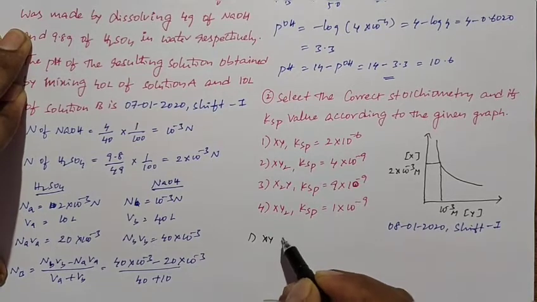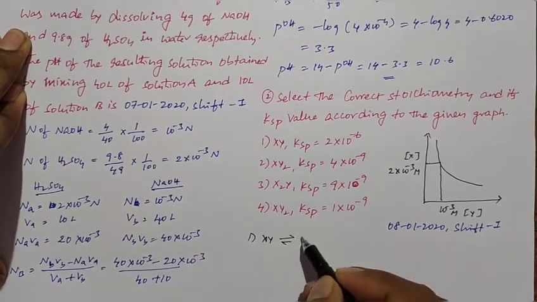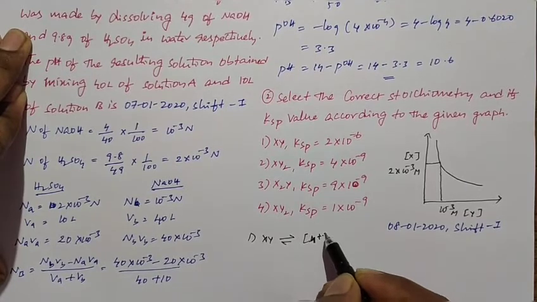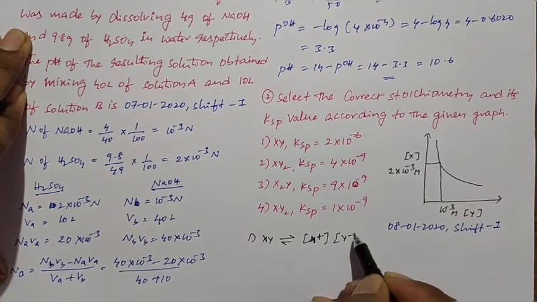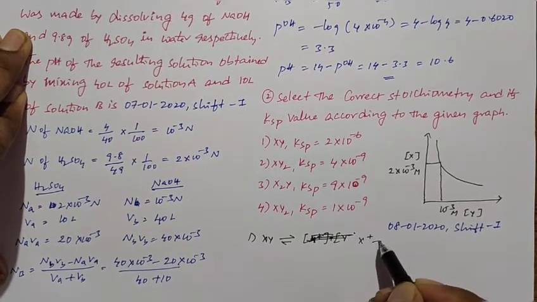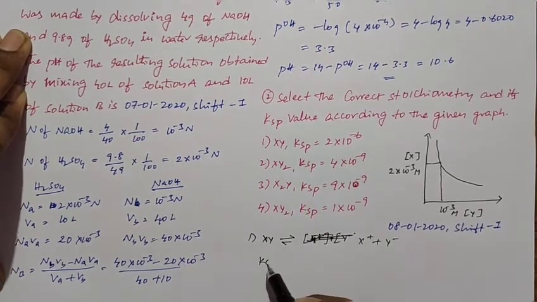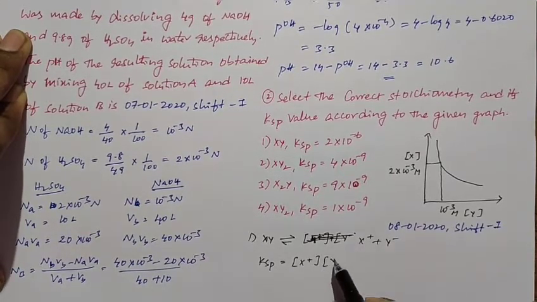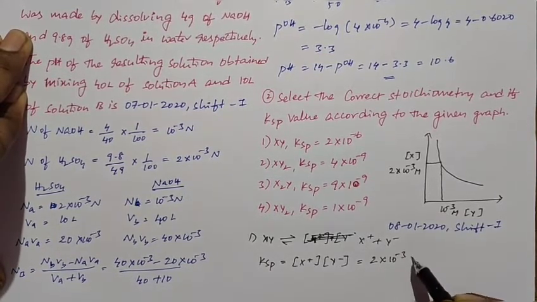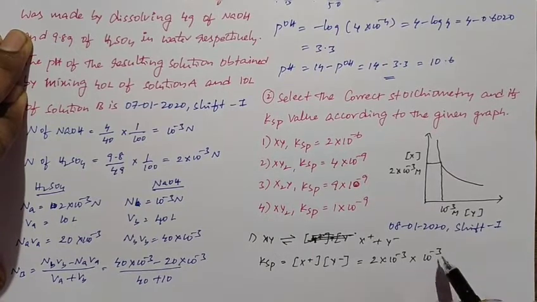So XY. When XY undergoes dissociation, it forms X plus and Y minus. For this, Ksp is equal to the concentration of X plus into the concentration of Y minus. The concentration of X plus is given as 2 into 10 power minus 3 and the concentration of Y is given as 10 power minus 3.